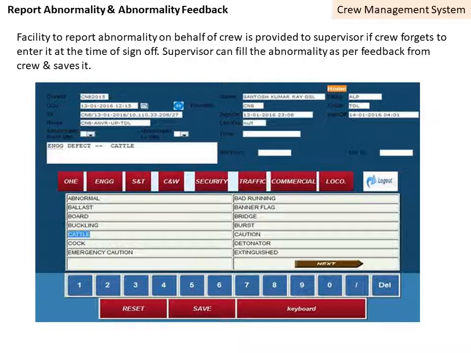Individual user IDs were given to the engineering, S&T and C&W departments. They can update the data. Directly the data will be reflected in the CMS. So it is reflected in CMS, but it has to be closed by the loco supervisor. Whether it is received or not can be cross-checked by the loco supervisor only. If it does not come, they can directly contact the concerned persons.